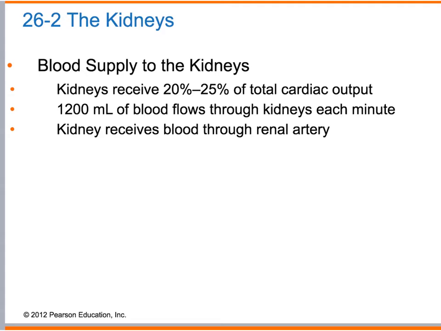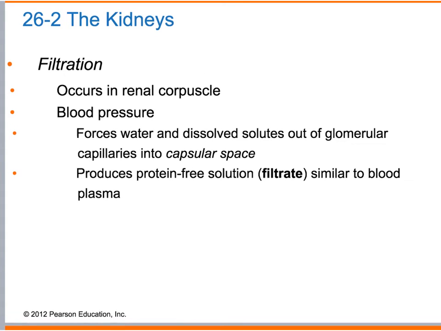The kidneys receive about 20 to 25% of the total cardiac output. It's about 1,200 milliliters of blood flows through the kidneys each minute. The kidney receives blood through the renal artery. Filtration occurs in the renal corpuscle. Blood pressure forces water and dissolved solutes out of the glomerular capillaries into the capsular space. This produces a protein-free solution, a filtrate, similar to blood plasma.